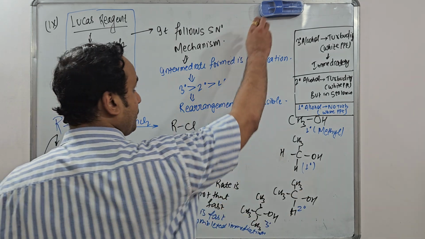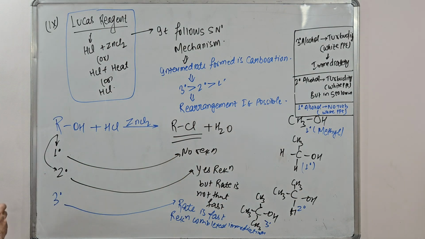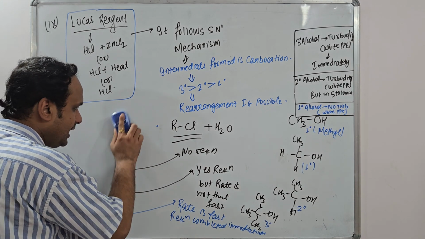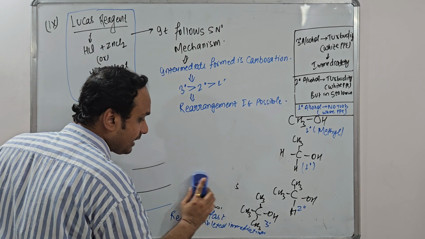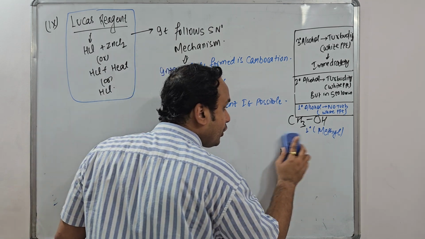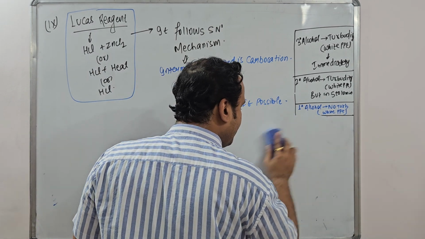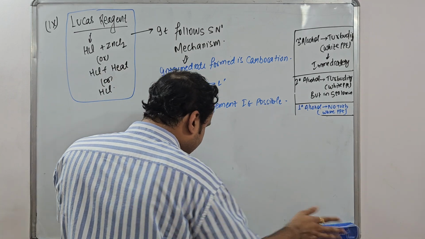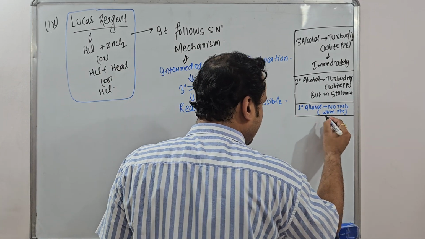Now the next important point you have to know about the Lucas reagent. You have written all the things. Can I erase it? Okay. The next important thing you will have to know about the Lucas reagent: suppose I have written over here the intermediate formed is carbocation, and carbocation has a very good ability that it can do the rearrangement.